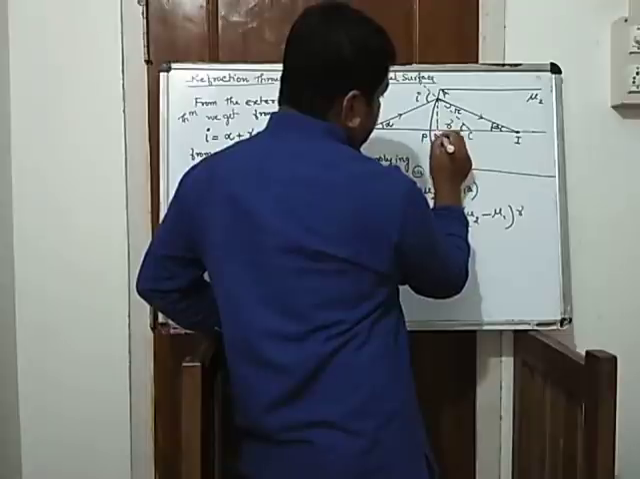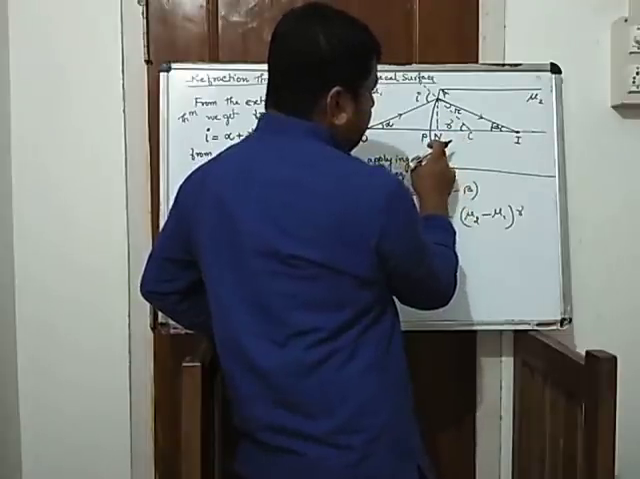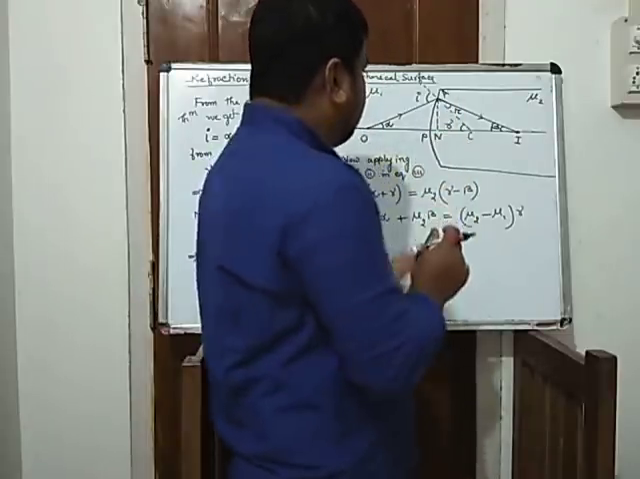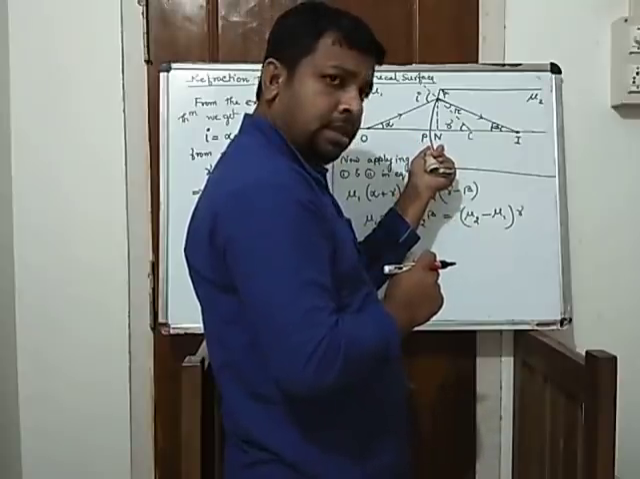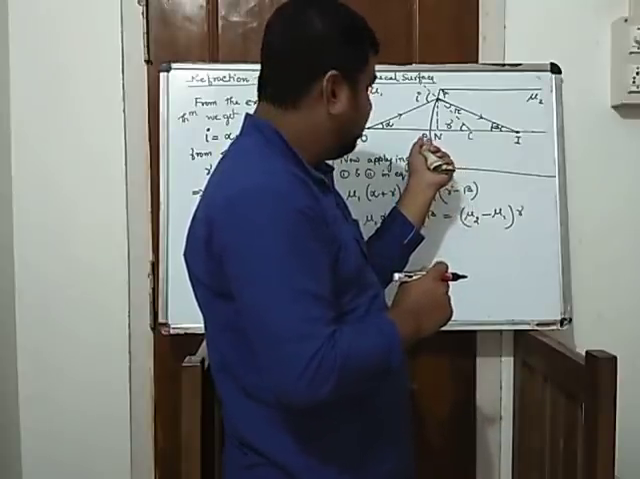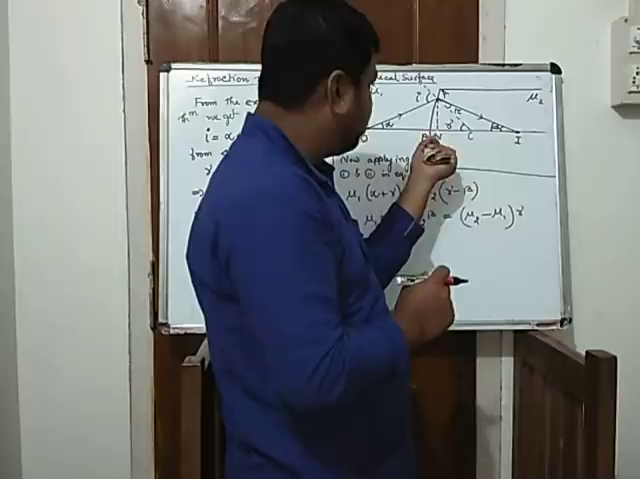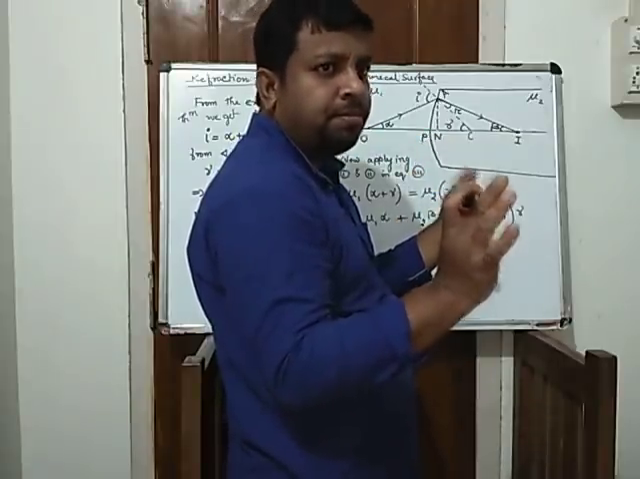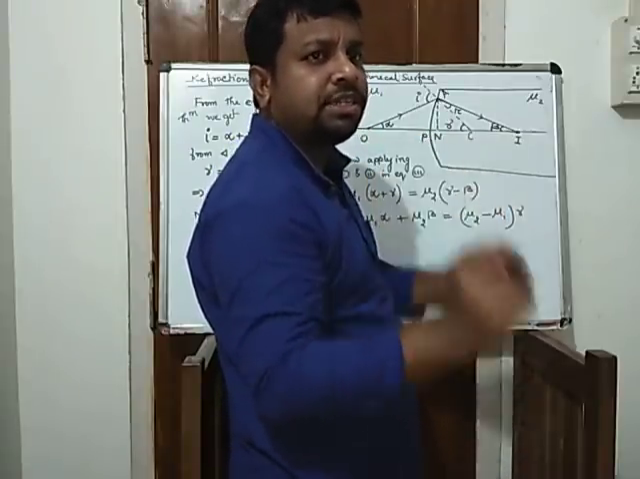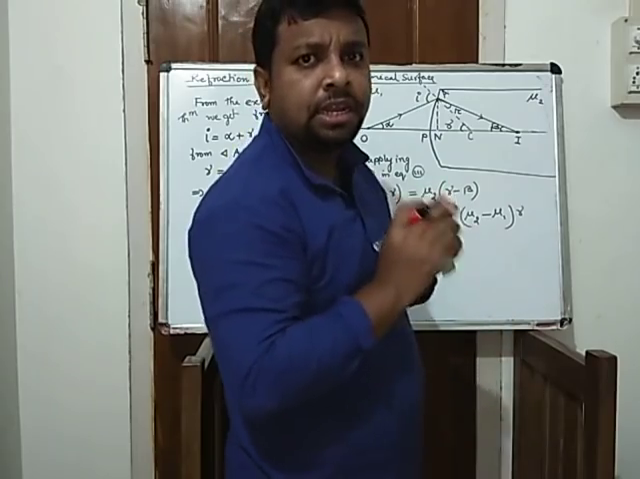So this is the normal, here N is the foot of the normal. But here you see the points P and N are close to each other, so the distance between them is negligible.